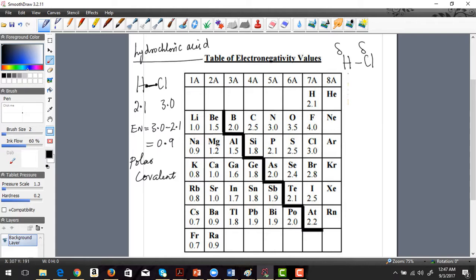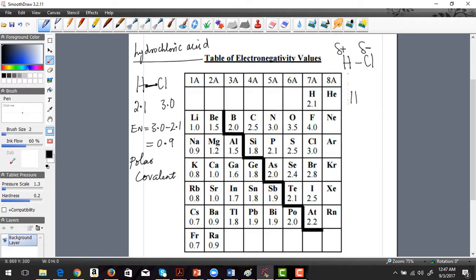So out of the 2 elements, hydrogen is the lesser value and chlorine is the greater value. So whichever one is less gets a partial positive charge, meaning out of the 2 this is more electropositive and this is more electronegative. This is one way of telling that the electrons are not technically equally shared, it's partially shared, but it's more towards the side with the more electronegative element.